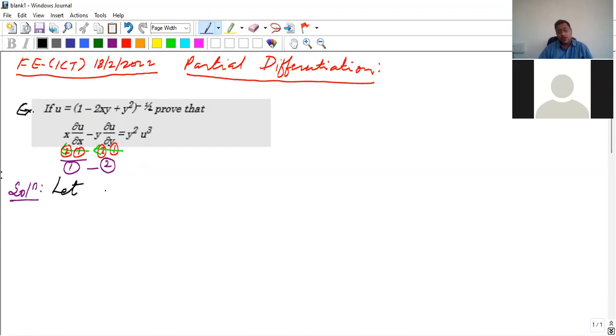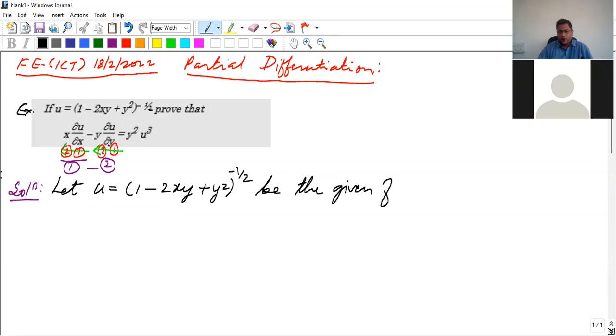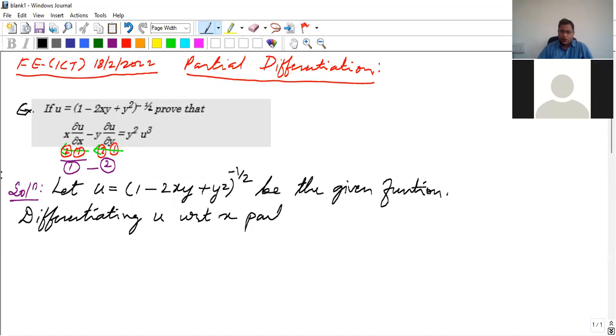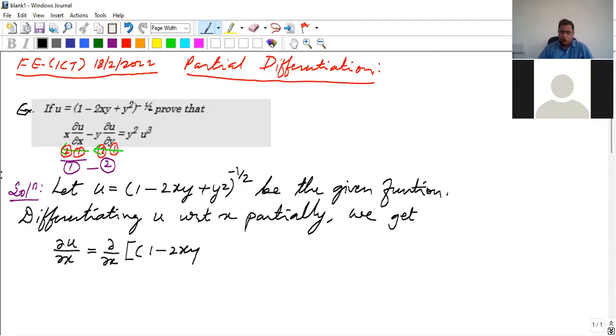Okay, so what is given? Always start with the given thing. Let u is equal to (1 minus 2xy plus y square) raised to minus half be the given function. Okay, that's what we have. Now as we can see, what we'll do is differentiate u with respect to x partially. We get ∂u/∂x is equal to ∂/∂x of (1 minus 2xy plus y square) raised to minus half.